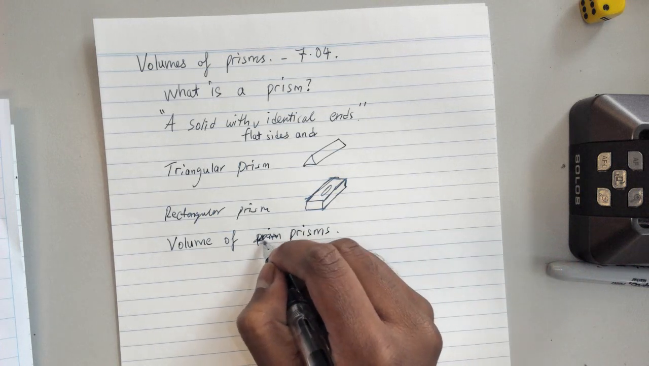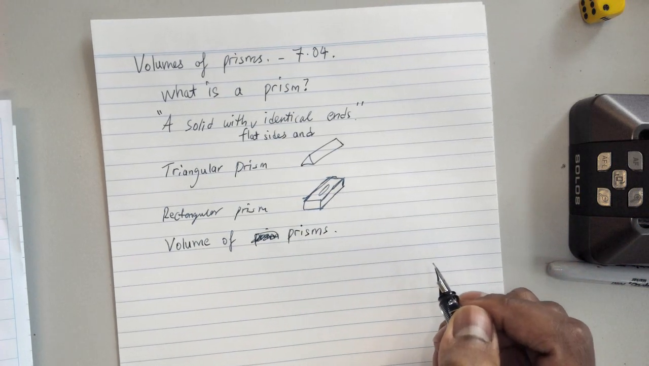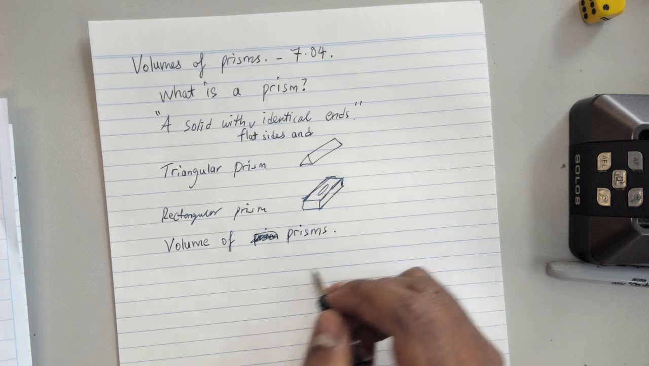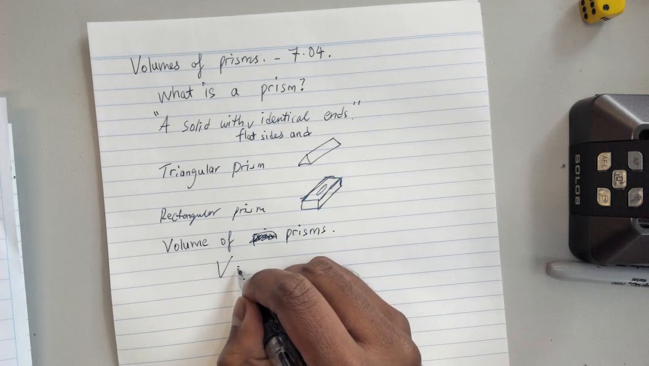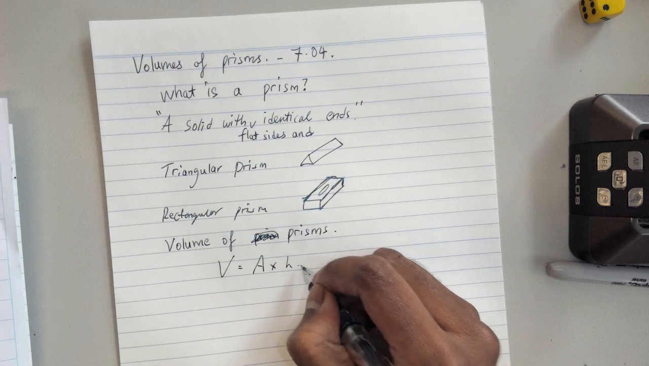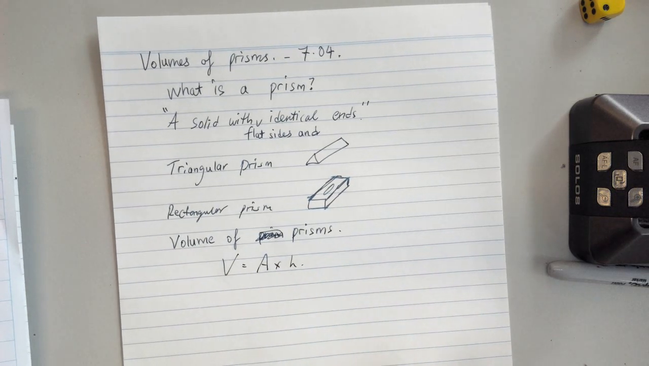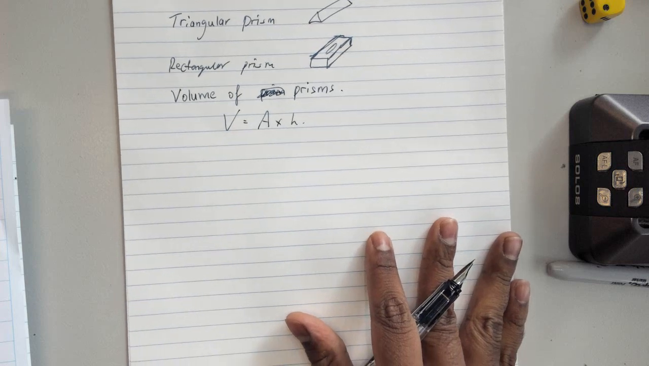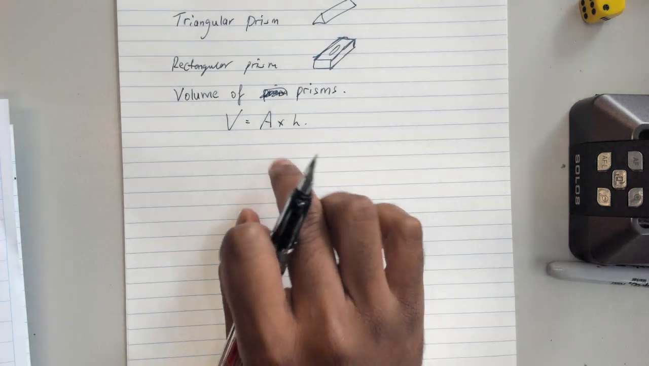So this works for any prism. Okay. Volume equals A times H. Ooh, seems like it's too simple. Well, let's break down what these mean.